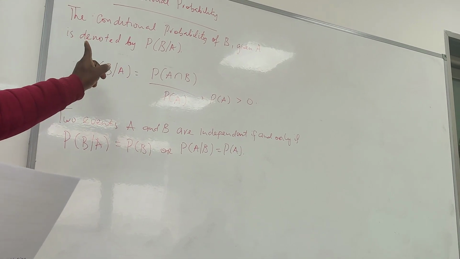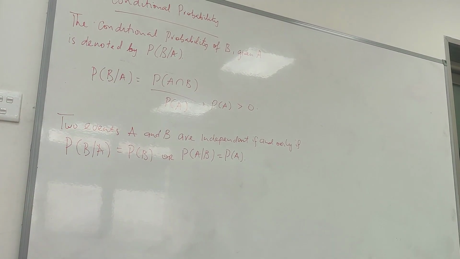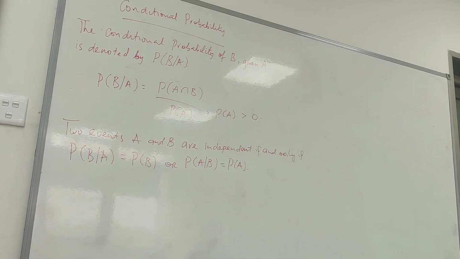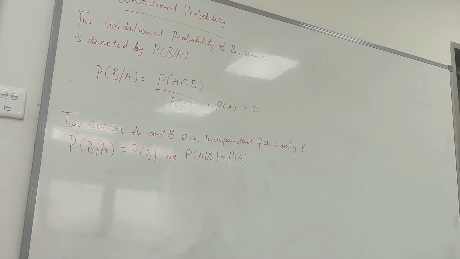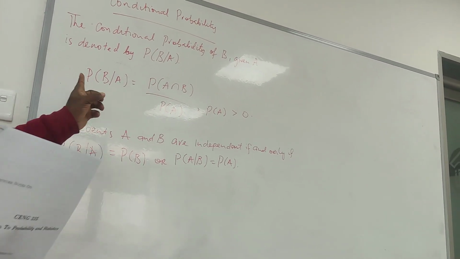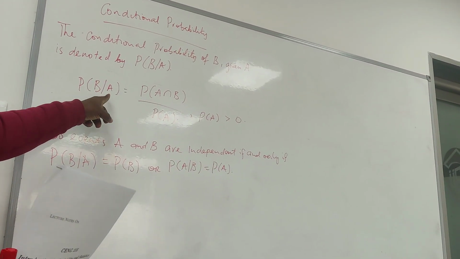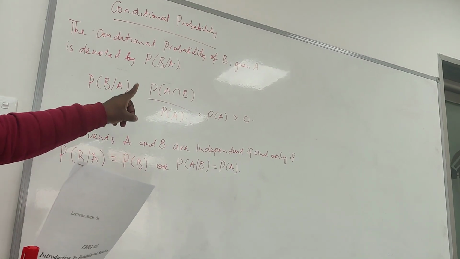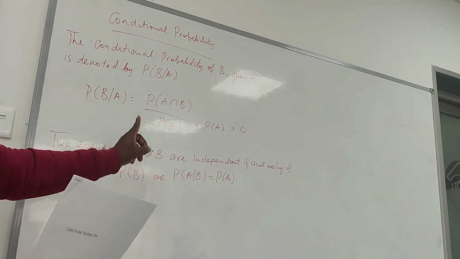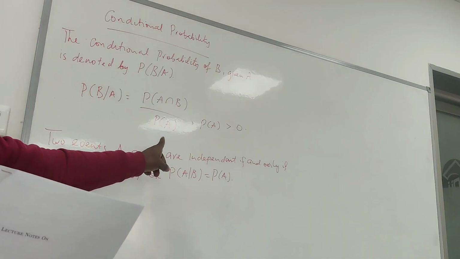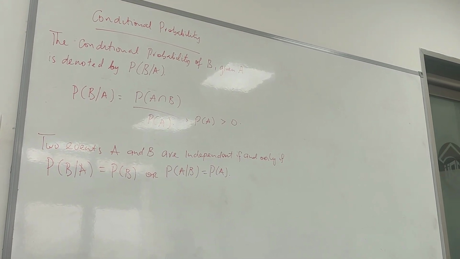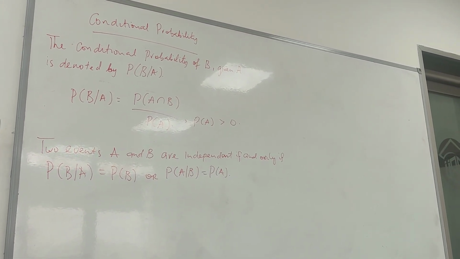Now what is the conditional probability of A given B? The conditional probability of A given B will be the probability of B intersection A divided by probability of B. Do you understand? Good. Now I'm going to give you a theorem.